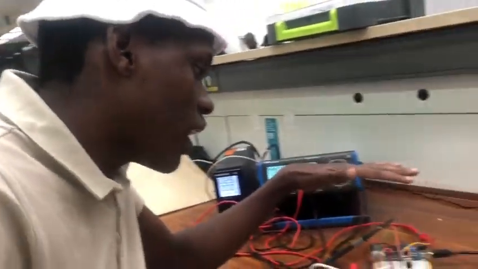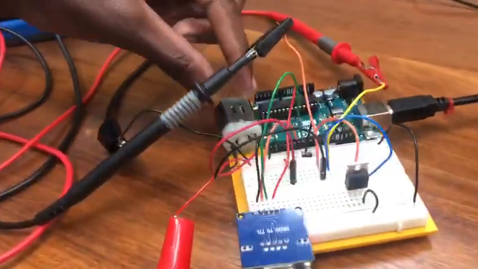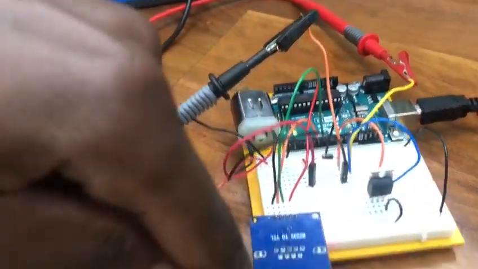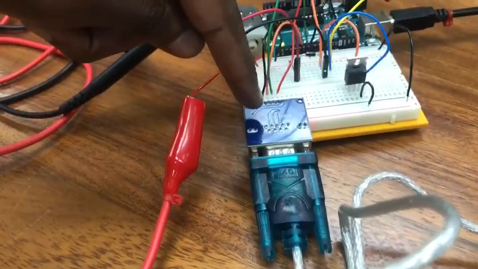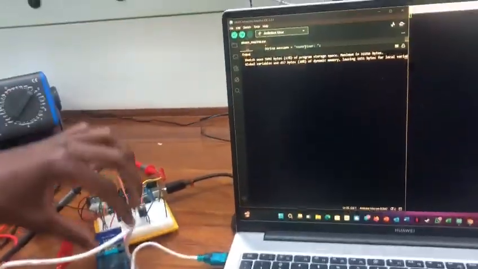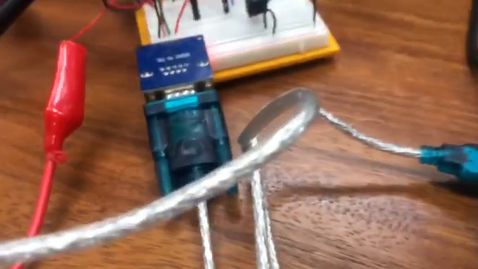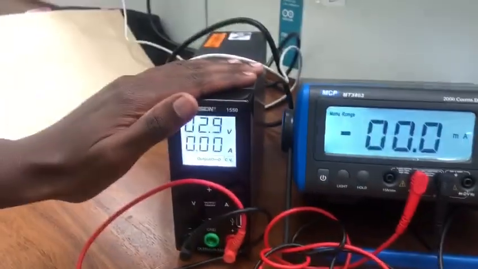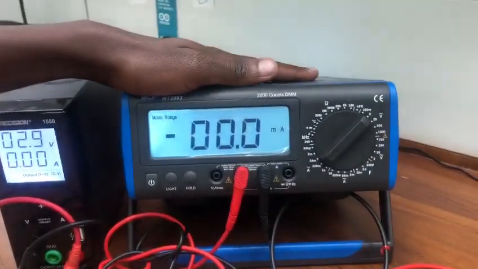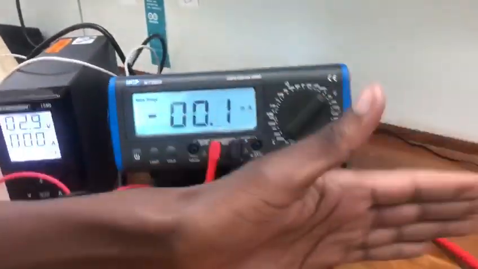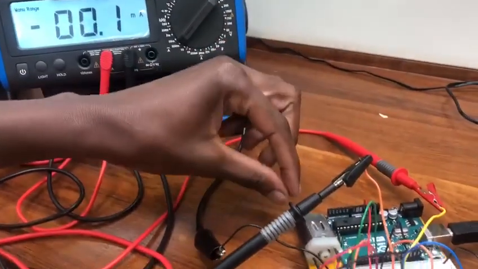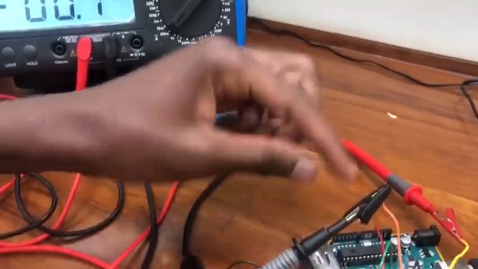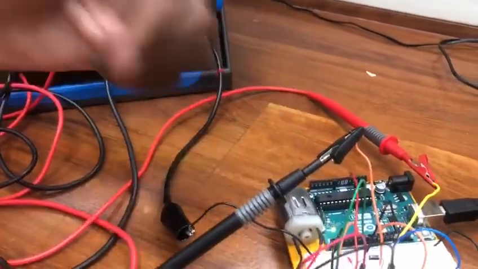Today we have a setup of a motor which is driven by this computer using the RS232 protocol. And here we have our power supply, which is at 3 volts. We have our ammeter, which is currently reading 0 because our motor is not moving. We are trying to measure the current that is being drawn by the motor when it's moving.